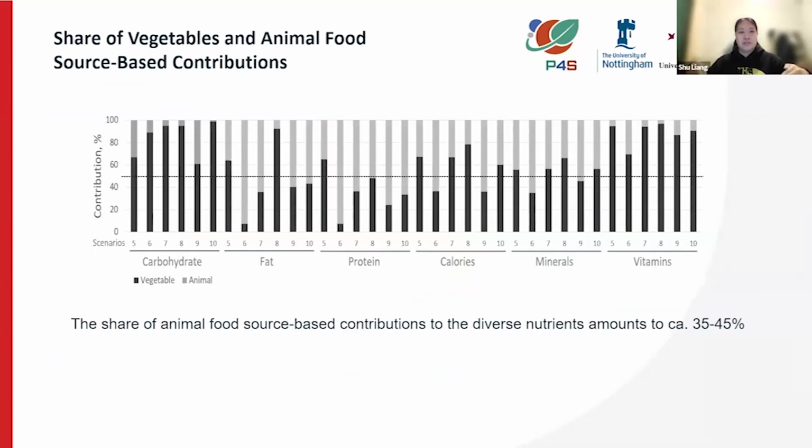And this shows the vegetable and the animal food sources' contributions. We can see for the carbohydrate and calories, minerals and vitamins, the vegetables can provide most of those nutrients. They don't really need the meat. But for the fat and the protein, they will need to eat meat to take in the fat and the protein.